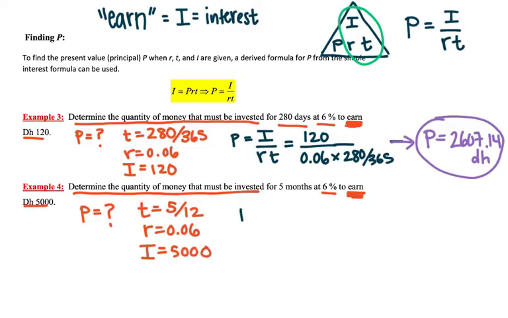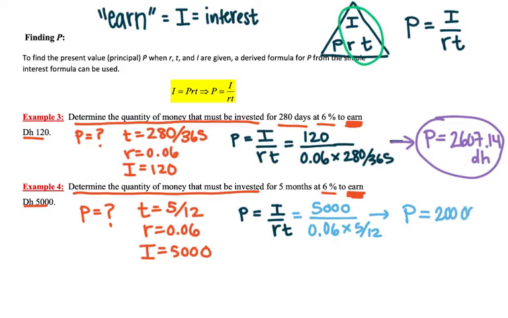So again, we will use this equation P equals I over RT, and we will plug in these new numbers, 5,000 divided by 0.06 times 5 over 12, and we will get the principal, the starting investment should have been, must have been 200,000 dirhams.